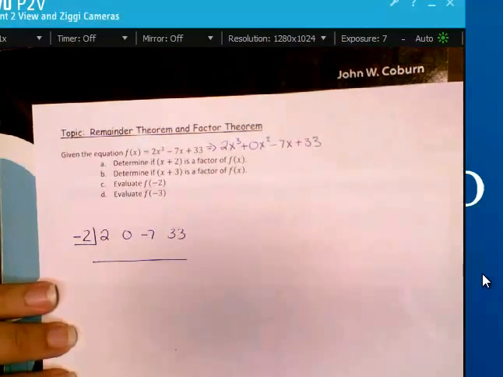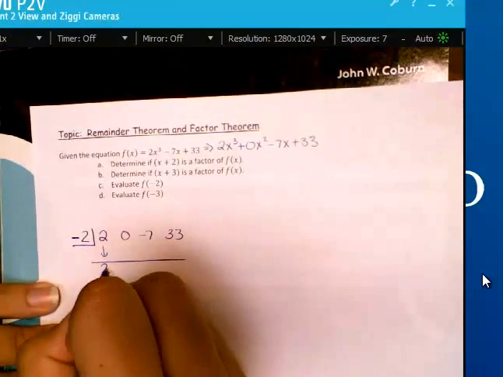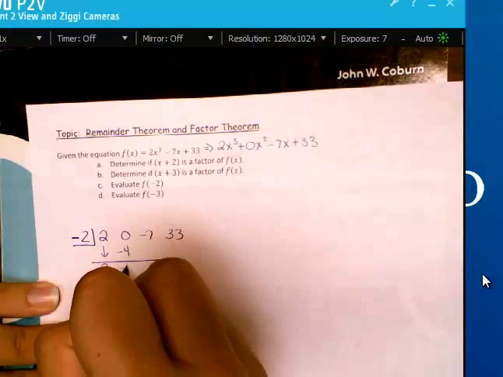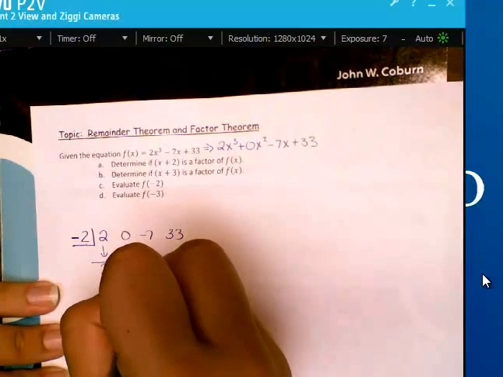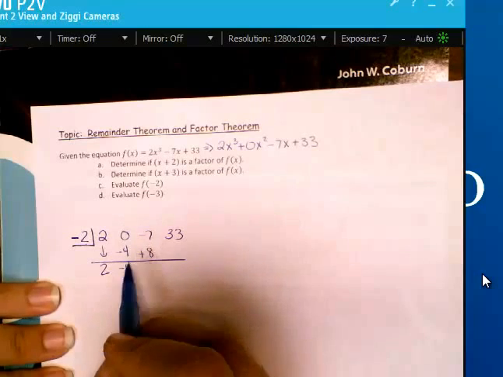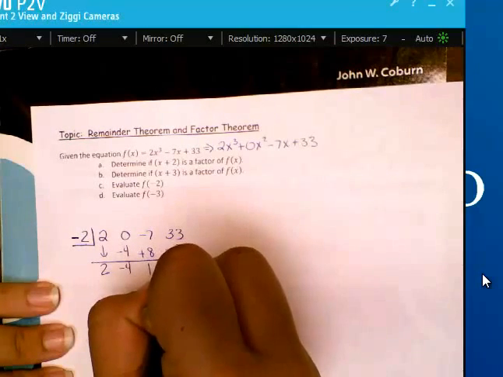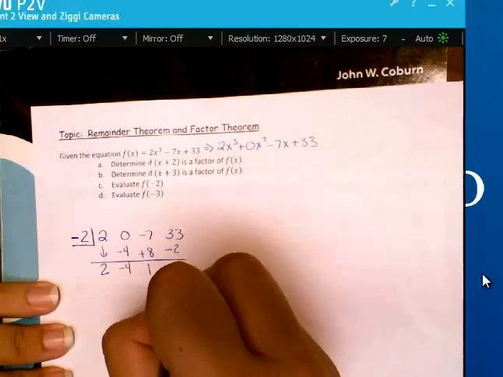Okay, I'm going to go ahead and do synthetic division. So bring down the 2. 2 times negative 2 gives me negative 4. Adding the column gives me negative 4. Negative 4 times negative 2 gives me positive 8. Adding the column gives me 1. 1 times negative 2 gives me negative 2. Adding the column gives me 31.